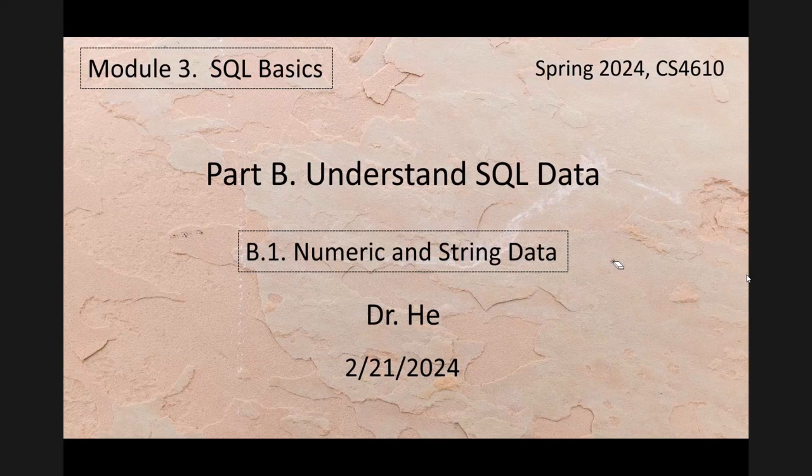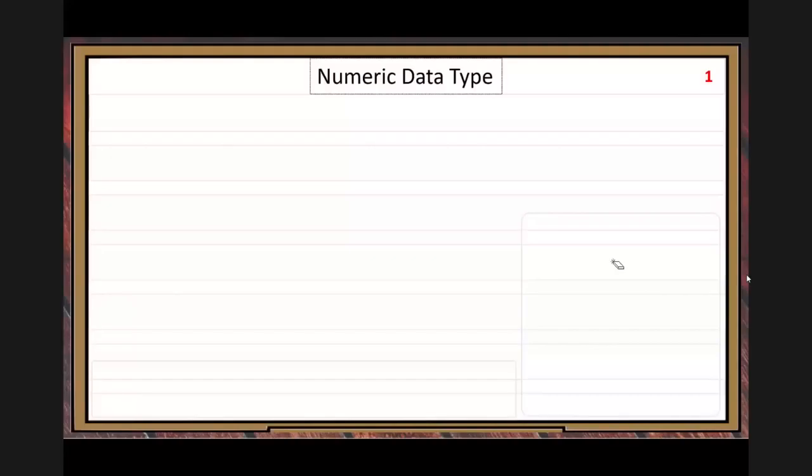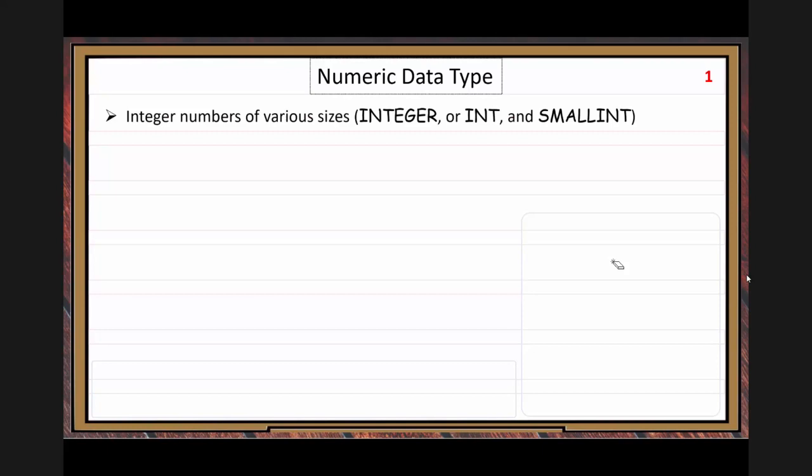B.1, numeric and string data. Two most important data types in SQL. So let's look at the properties, numeric and string data properties. First, let's look at the numeric data type. There are several numeric data types. The first one, integer data type.